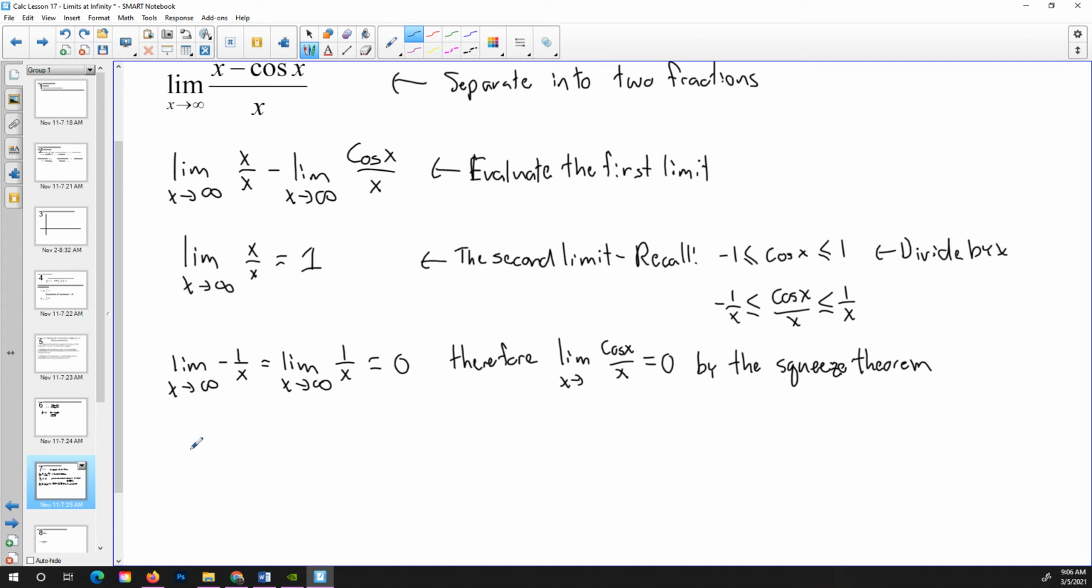And so, since the limit as x goes to infinity of x over x is equal to 1, and the limit as x goes to infinity of cosine x over x goes to 0, the limit as x goes to infinity of x minus cosine x all over x is equal to 1 minus 0 equal to 1. That is our answer for that one.